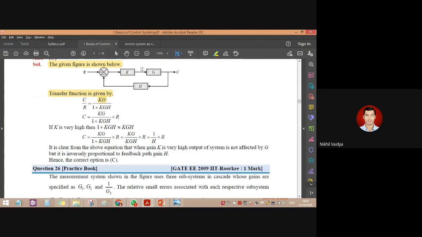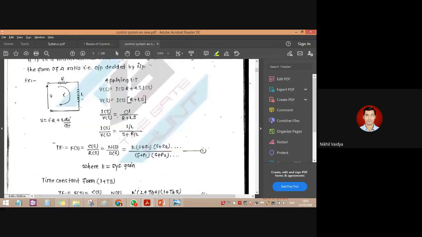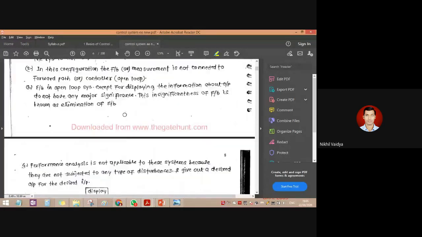By using the block diagram reduction rule, when both the blocks are in series with each other, they get multiplied together. So KG upon 1 plus G of S into H of S. G is nothing but the whole forward path, the general formula. So we write K into G, and K into G into H. If you remember our yesterday's discussion, this is the closed loop transfer function we had studied.